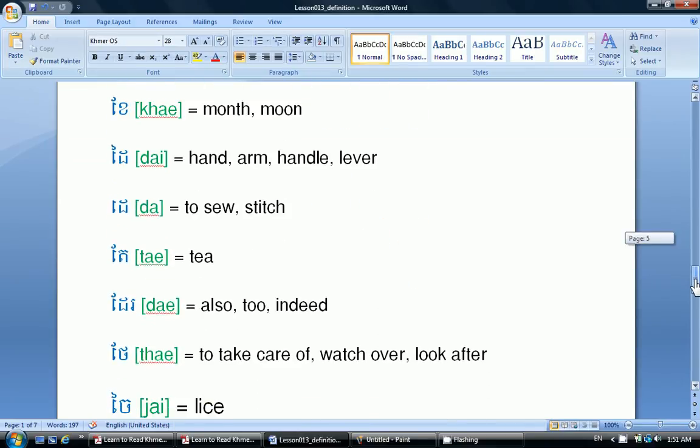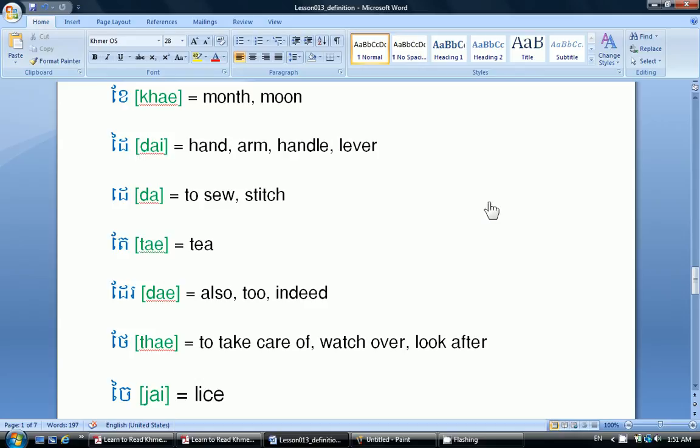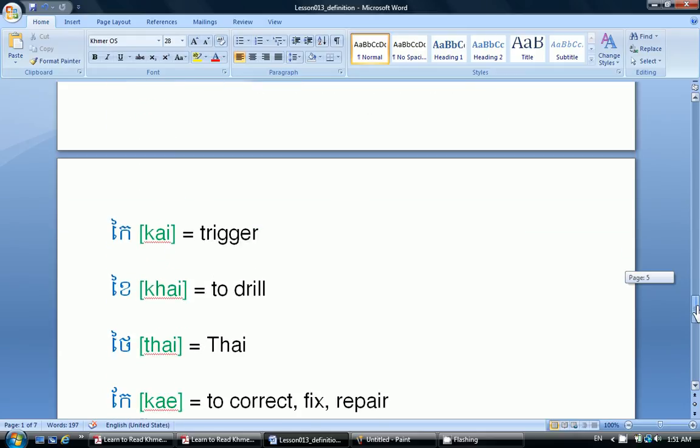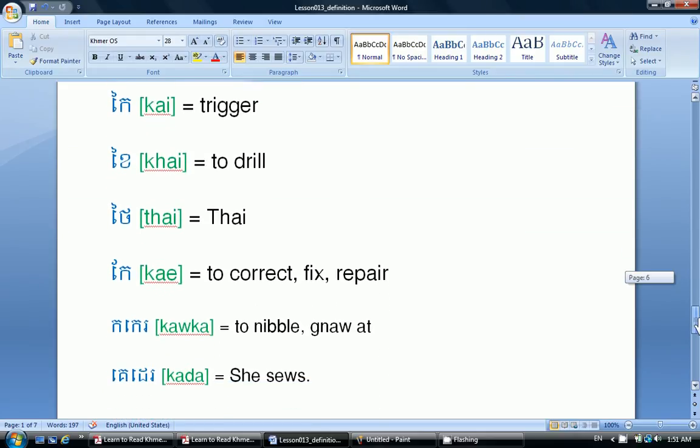We have quite a few. So the first one is kai, which means month or moon. Second one is dai, which means hand, arm, handle, or lever. De, which means to sew or to stitch. Tai means tea. Dai means also, to, or indeed. Tai means to take care of, watch over, or look after. Chai means lice.